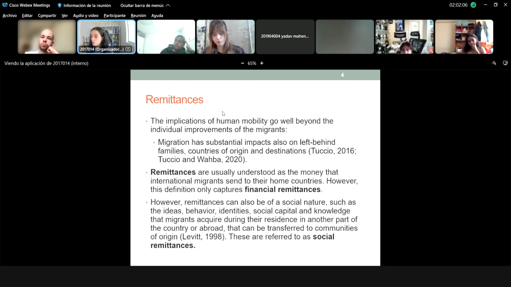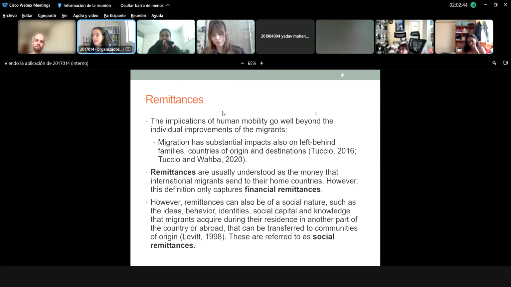Remittances can also have a social nature, and this actually started with the work of Levitt in 1998, but it's still very much an under-researched topic. If you're interested in that topic, there is a recent paper by, I'm not sure of the pronunciation, Tchio maybe, and Wahba, which was some sort of literature review for a handbook on that topic, because this topic still has lots of research ongoing.